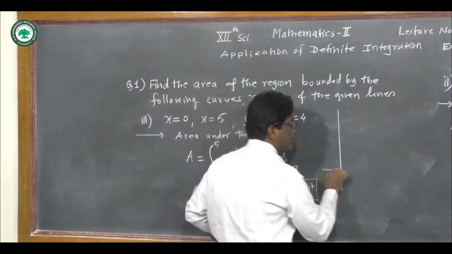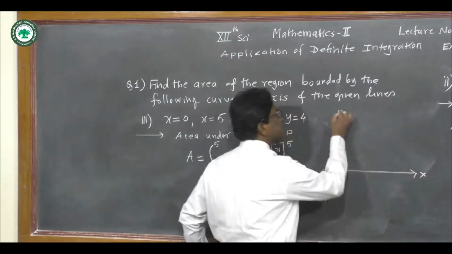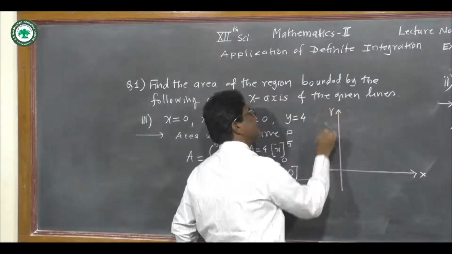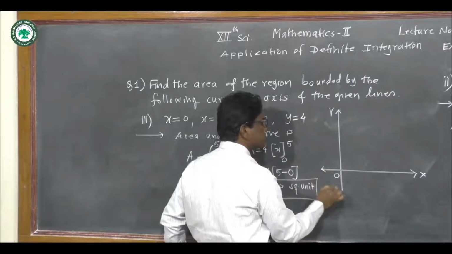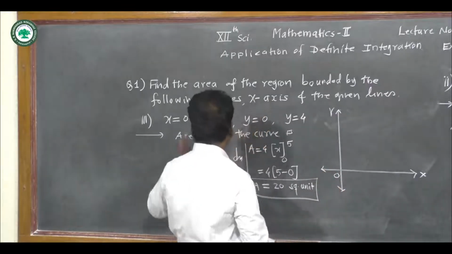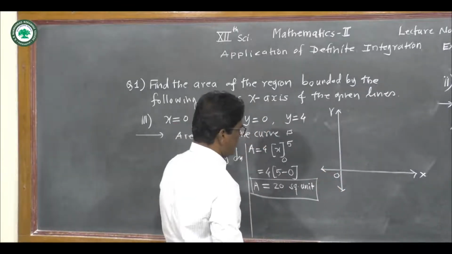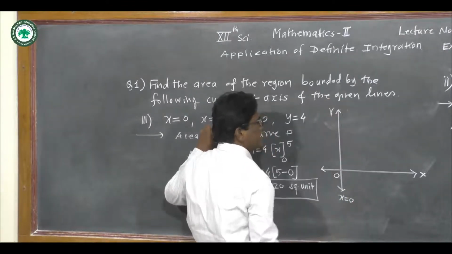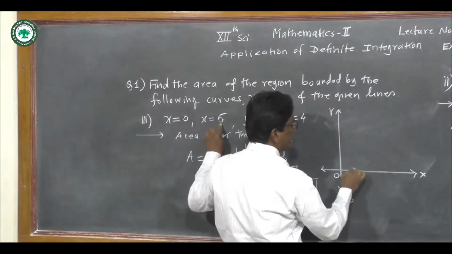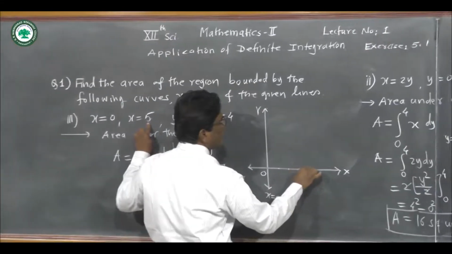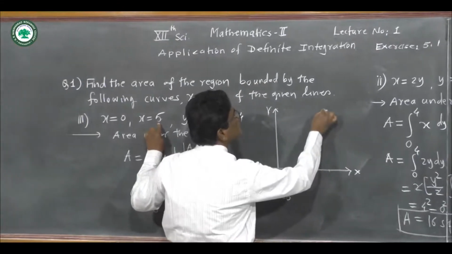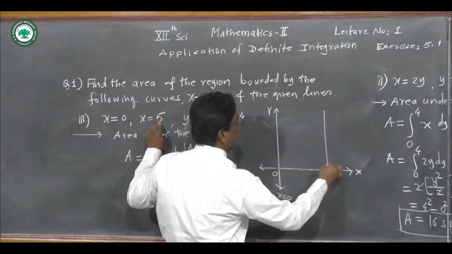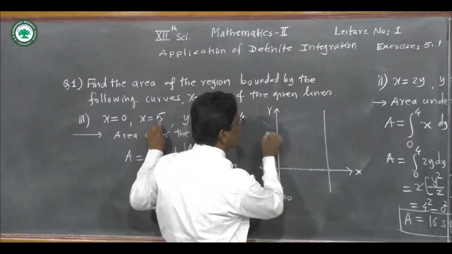Suppose these are the coordinate axes intersecting at point O, the origin. Now x is equal to 0 and x is equal to 5. This is x is equal to 0, on the y-axis x is 0. And suppose here 1, 2, 3, 4 and 5. So x is equal to 5 is the line parallel to the y-axis.